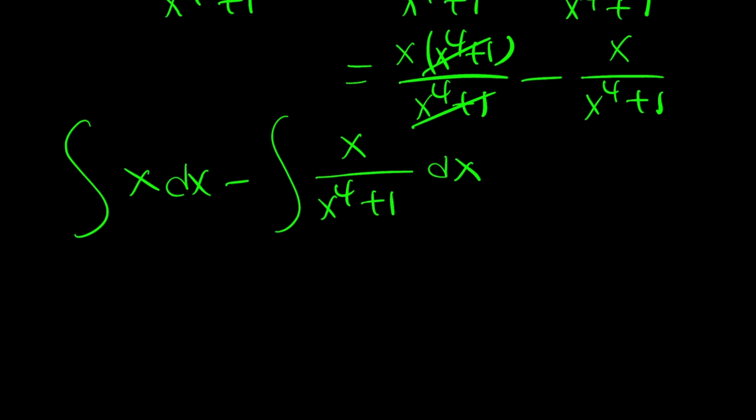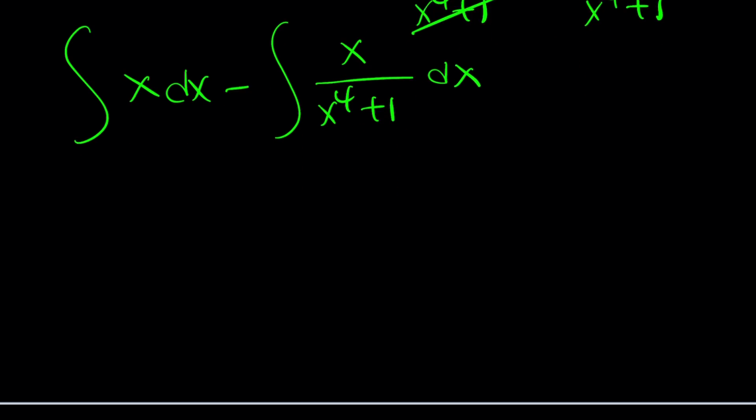But what about x divided by x to the fourth plus 1? You can't divide. The denominator has a bigger degree. But here's what you can do. If you know how to factor x to the fourth plus 1, you can use partial fractions. Isn't that cool? Yes, absolutely.